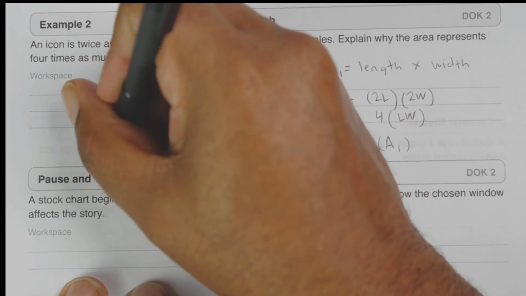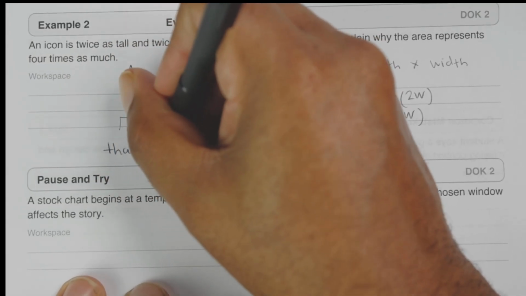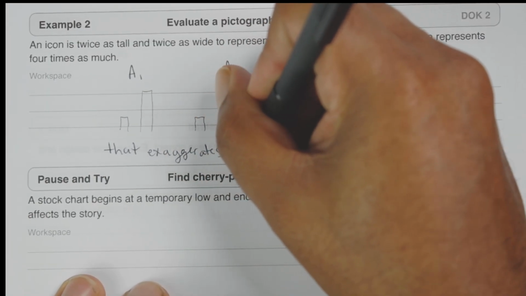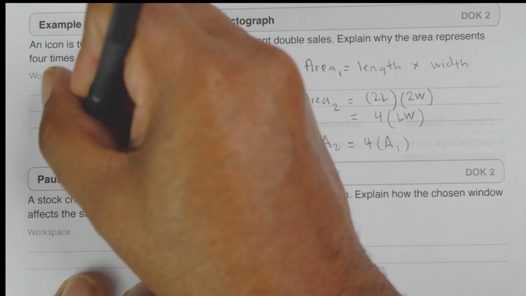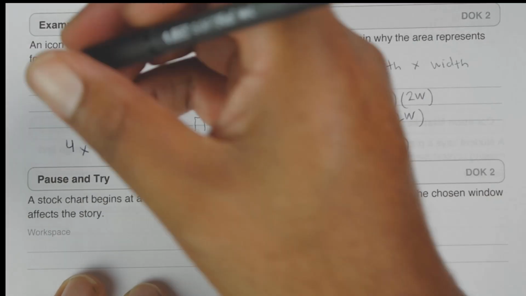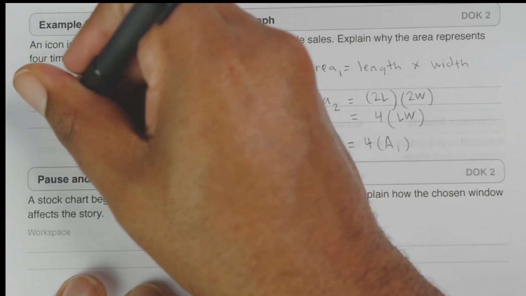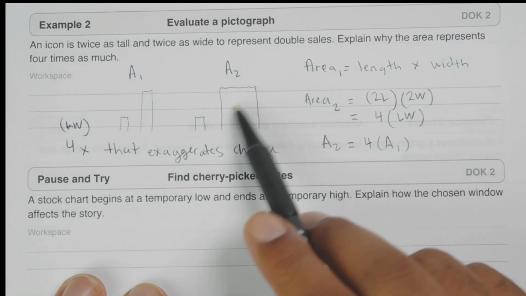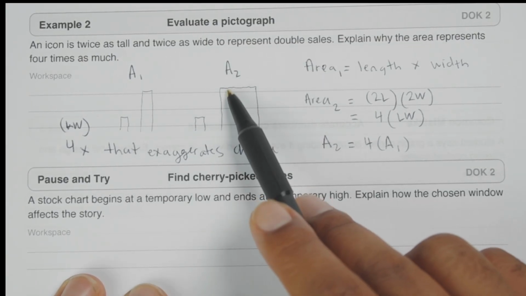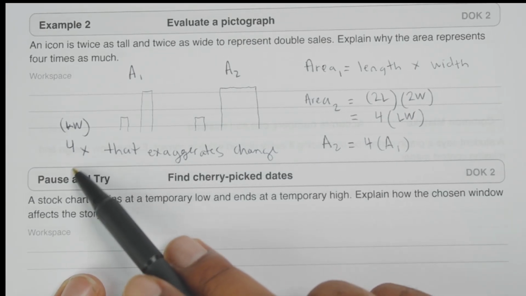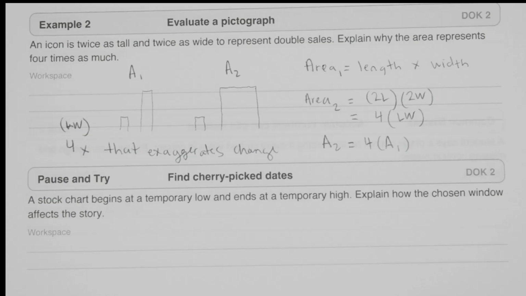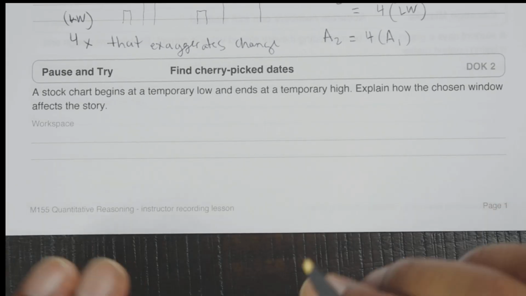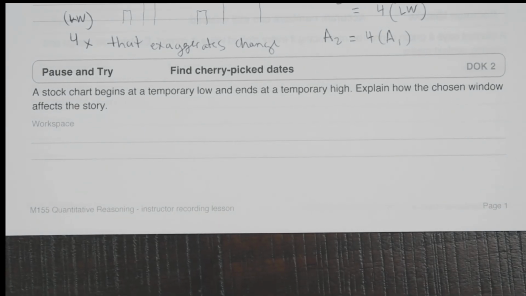So four times the length and width is going to exaggerate the change, right? Because it only doubled. It's going to make it look like the change was astronomical. Okay. All right. Pause and try the problem, or you can do your corresponding problem either way.